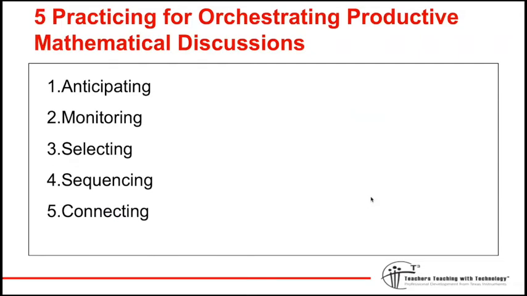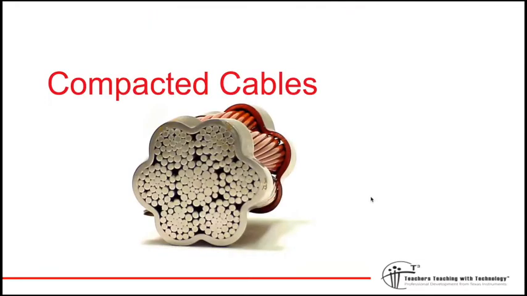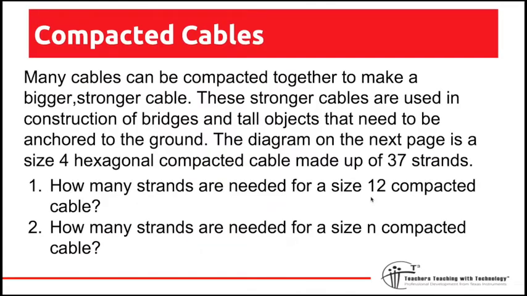The first one is called compacted cables. And the setup for the problem goes something like this. Many cables can be compacted together to make bigger, stronger cables. The stronger cables are used in the construction of bridges and tall objects that need to be anchored to the ground. The diagram on the next slide is a size 4 hexagonal compacted cable made up of 37 strands. The questions we're going to try to answer in this problem are how many strands are needed for a size 12 compacted cable and how many strands are needed for a size N compacted cable.